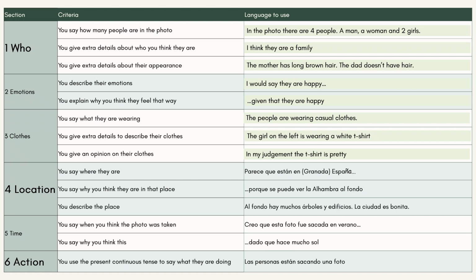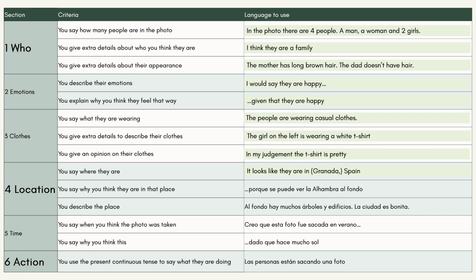Okay, now we've covered people, now we're moving on to location. Parece que están en España, and I've been specific here with Granada because I do know the place. It looks like they are in Granada, Spain. Why? Porque se puede ver la Alhambra al fondo.